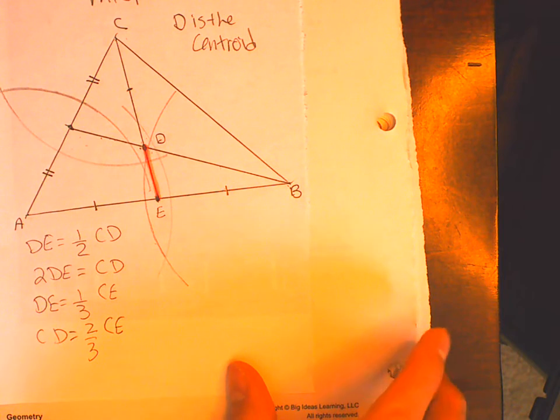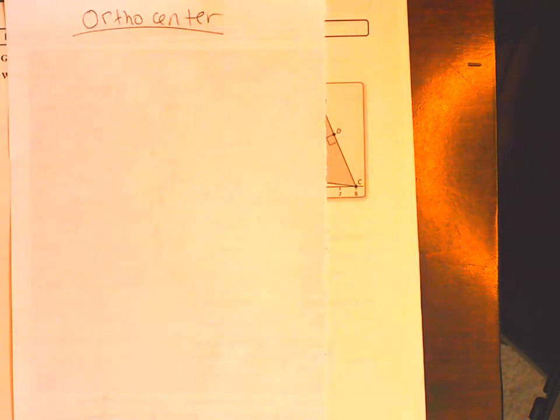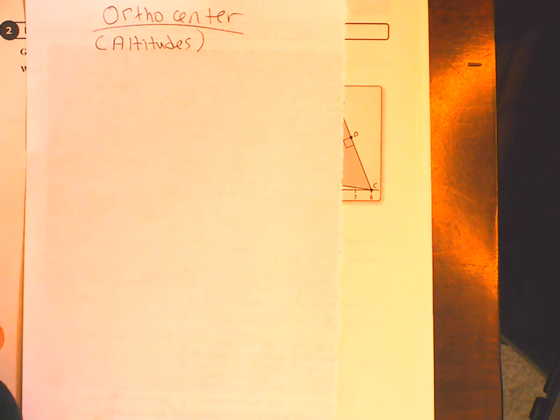All right, let's take a look at the next construction, the Orthocenter. It's kind of boring because it doesn't really do much, but it's good to know. The Orthocenter is created from altitudes. What is an altitude? It is the distance from a point perpendicular to its base. So let's draw one.